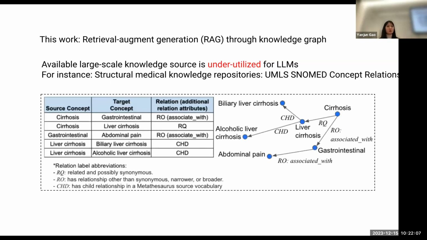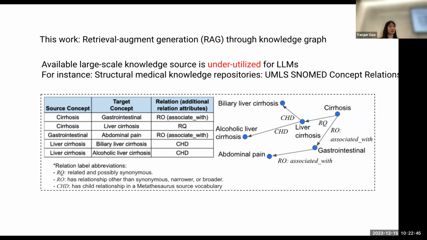Now I'm showing you what a knowledge subgraph looks like, utilizing these UMLS concepts and their relations. You can see that we have the source concepts and then the target concepts. We start with the source concept, and each pair of concepts has a relation, which can be considered as an edge between the source and the target. So we have cirrhosis, which has a direct neighbor, as we call it, the target concept connected to cirrhosis: liver cirrhosis and gastrointestinal. And then further, we have gastrointestinal connected to abdominal pain through the relation associated with.